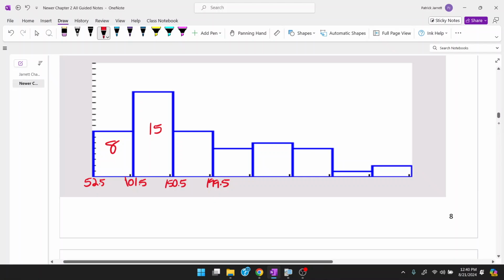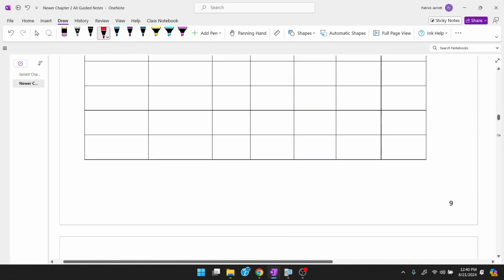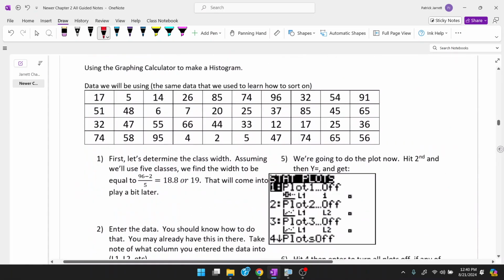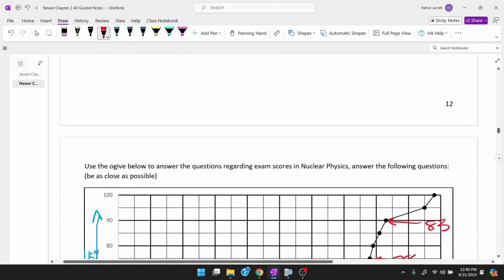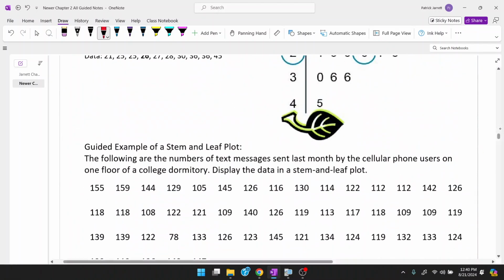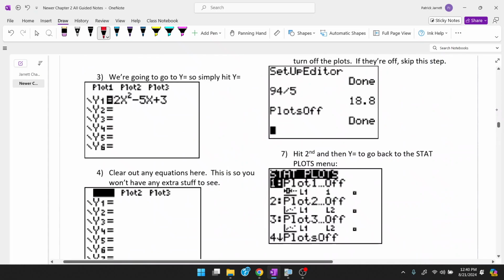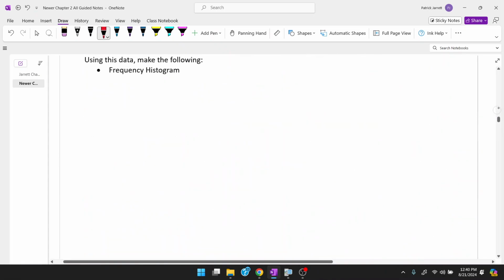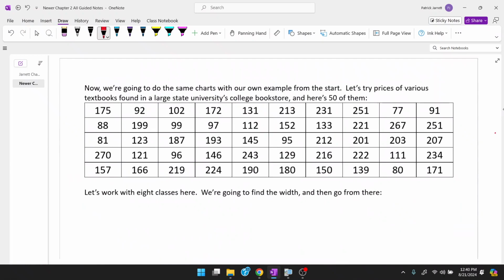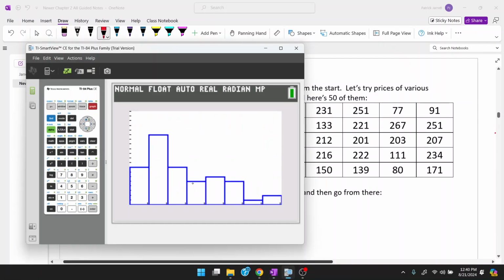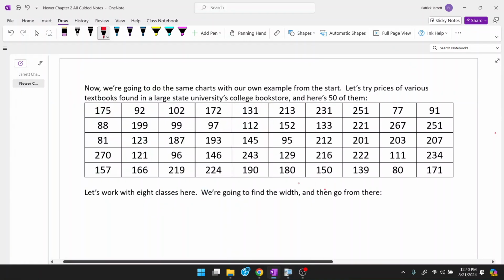Now, we can do our own histogram. We can do a histogram based off of other data here. And let's do that. But here is a good idea here. We're going to work with 8 classes here. Now, instead of deleting the data, put this into list 2.